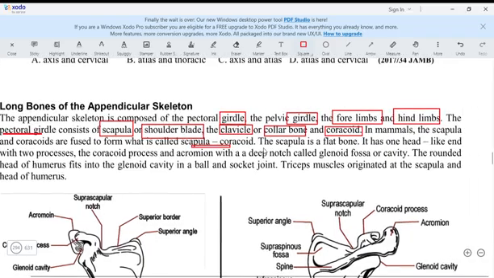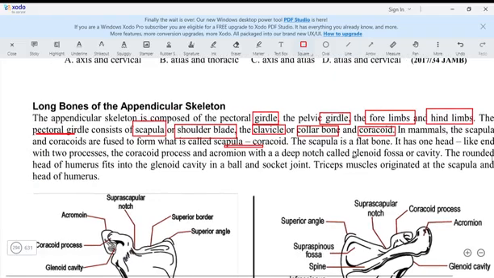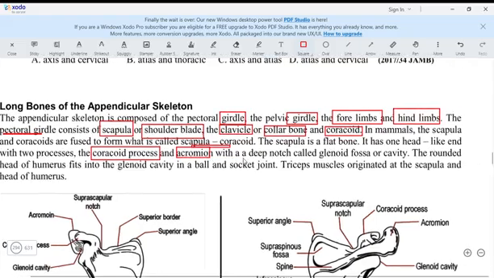So the scapula is a flat bone. It has one head-like end with 2 processes, which are the coracoid process and then the acromion process. So when you draw your scapula, you will see the coracoid process and the acromion, and there will be a deep notch in that scapula. They call it the glenoid fossa. So the deep notch is a glenoid fossa or glenoid cavity.